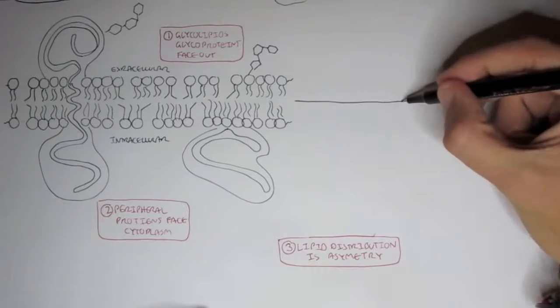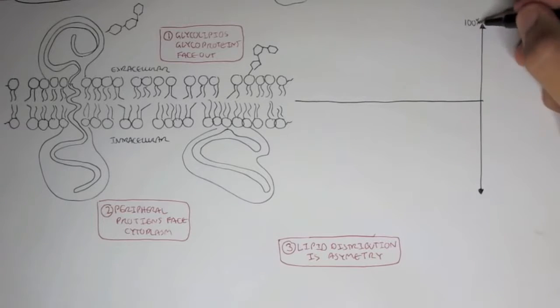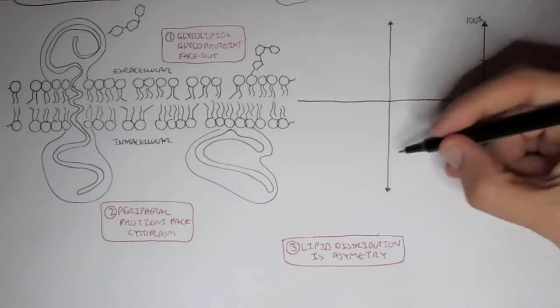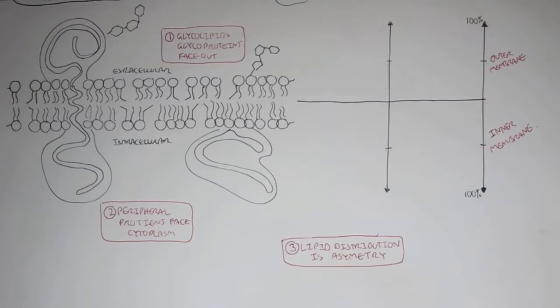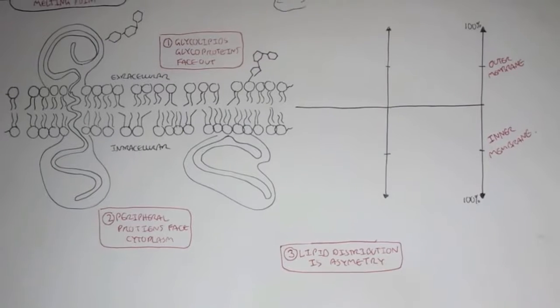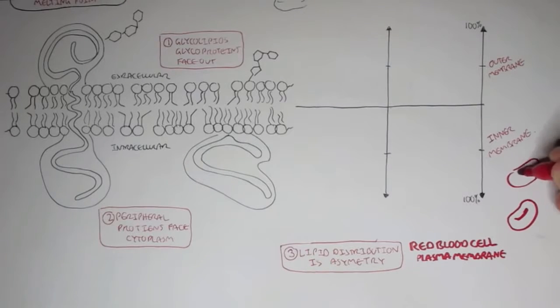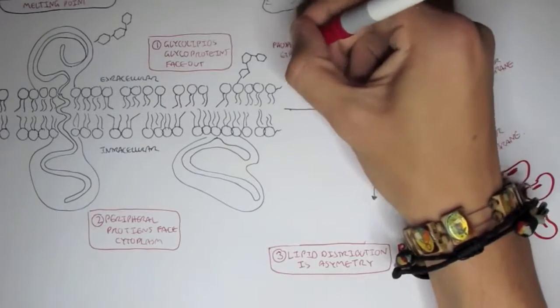So going back here again, number three, there's lipid distribution. The lipid distribution is asymmetrical. To portray this example, I'll draw a graph here. We have a scale of 100% on the top, which composes the outer membrane, and 100% on the bottom, which composes the inner membrane. So, for example, this is a red blood cell plasma membrane. Let's look at the different components that are in the red blood cell plasma membrane, like the phosphoglycerides, and how much of each is in the outer membrane and the inner membrane.